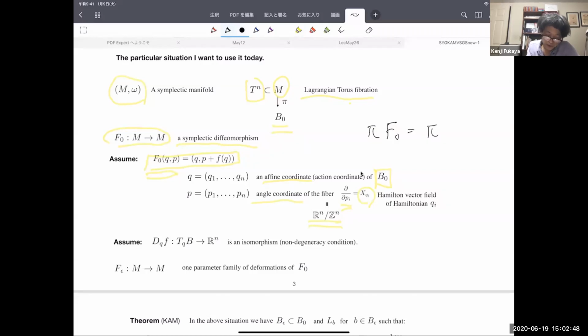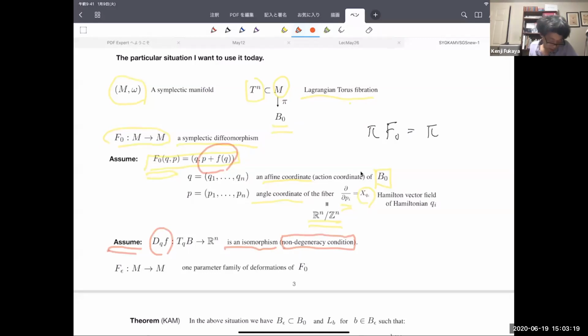And also on each fiber, we require that F0 is a translation by some element f(q), depending only on q. So this is a kind of integrable system. And I assume that the differential of this f, which goes from the tangent space of B to the tangent space of the fibers, which is R^n, is an isomorphism. I think this is known as the non-degeneracy condition in KAM theory.